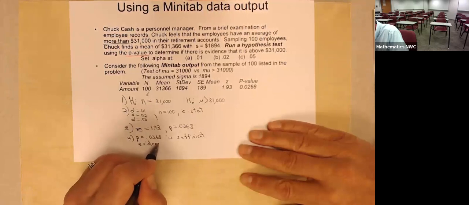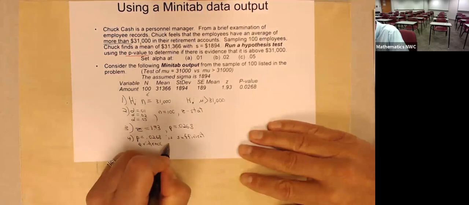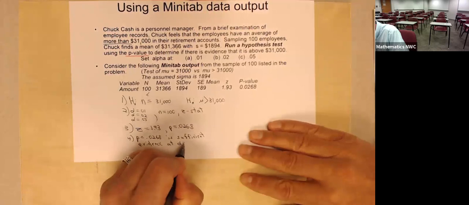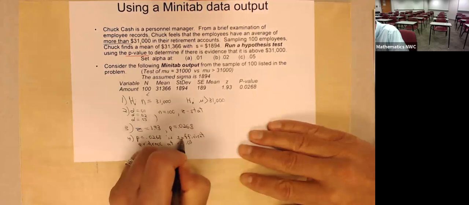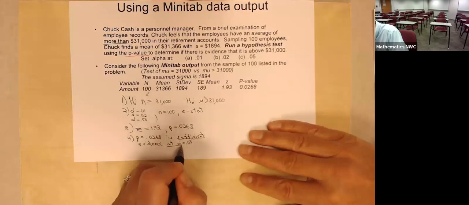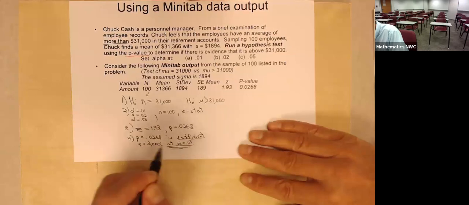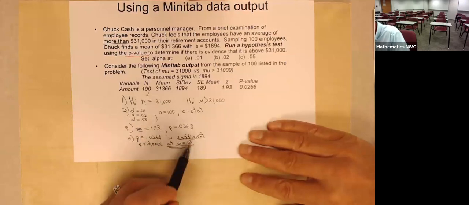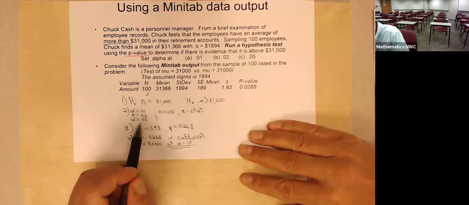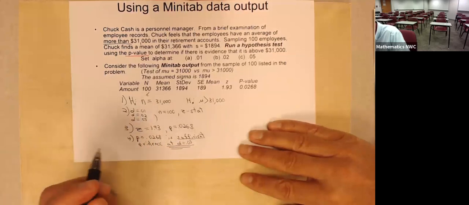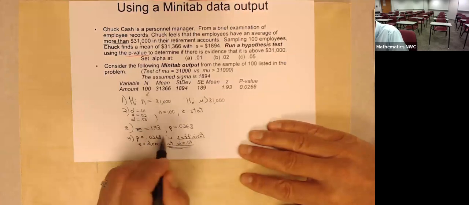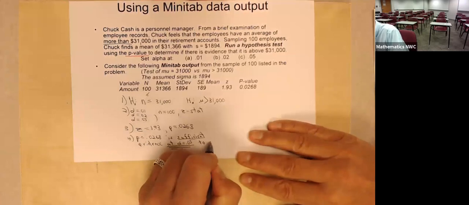Whenever I have multiple levels, though, notice I have to do this at alpha equal to 0.05. Not only do I need sufficient, but this amount here is crucial, because otherwise I wouldn't know if I'm talking about sufficient at 1%, 2%, or 5%. I have to list which one. So it's sufficient evidence to reject the null.